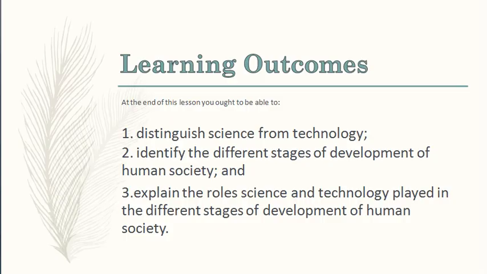So, at the end of the lesson, you will distinguish science from technology, identify the different stages of development of human society, and explain the roles of science and technology played in the different stages of development of human society.